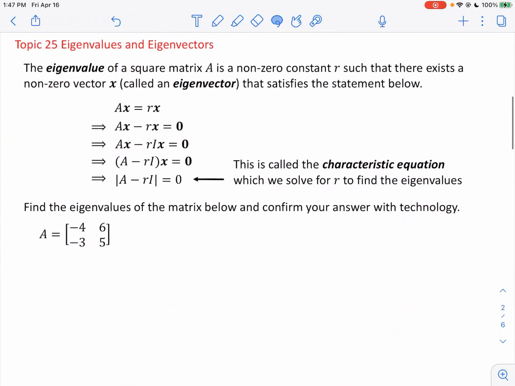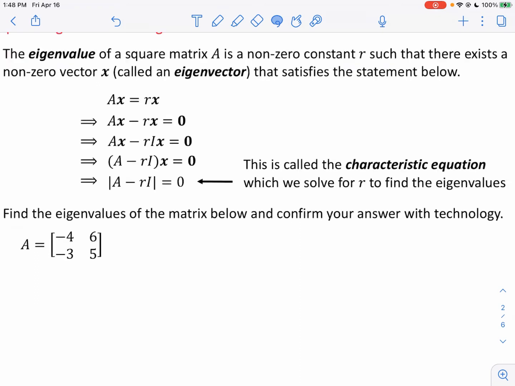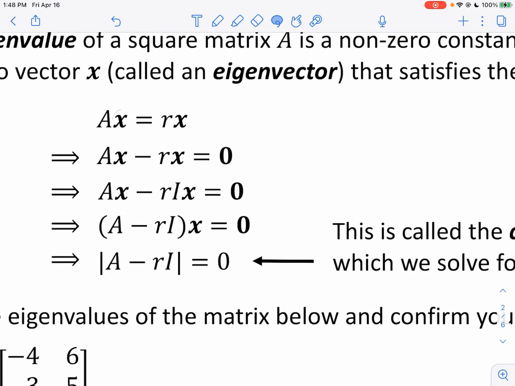Okay, moving to the next slide. The eigenvalue of a square matrix A is a non-zero constant r such that there exists a non-zero vector x, called an eigenvector, that satisfies the statement below. Now mind you, these x's are all bold. It can sometimes be hard to see that, but they are bold. They do represent vectors. So A is a square matrix times a column vector here.